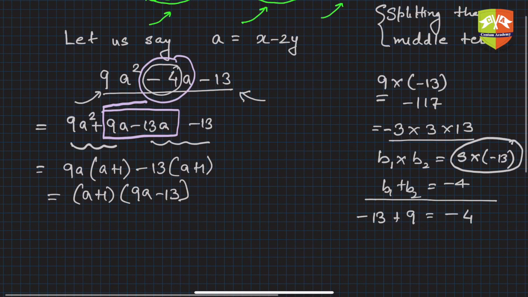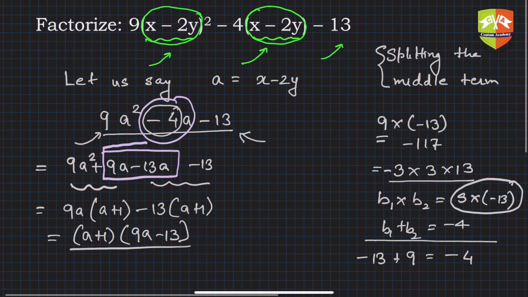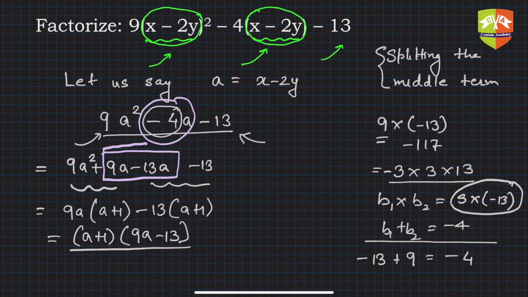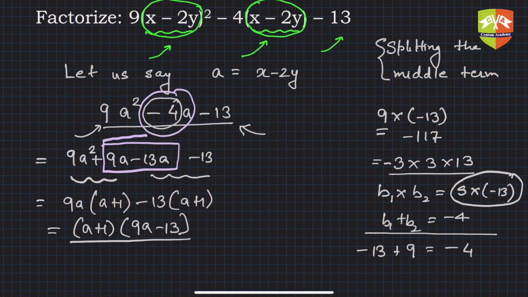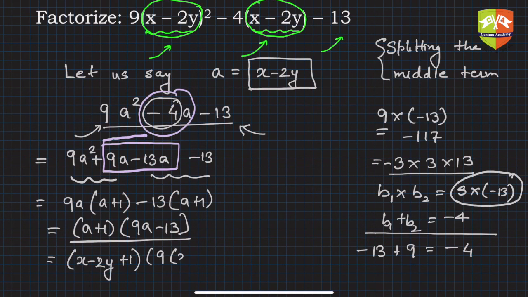So we could factorize. We have now split the given expression into two factors. But my dear friend, a was not present in the initial expression, so you have to replace a back. So what was a anyways? a was x minus 2y, right? So let's put a as x minus 2y back. So (x minus 2y plus 1) times (9 times (x minus 2y) minus 13). This is what the factors would look like.